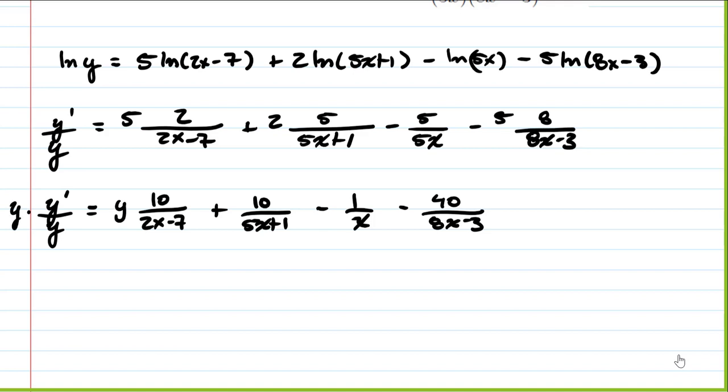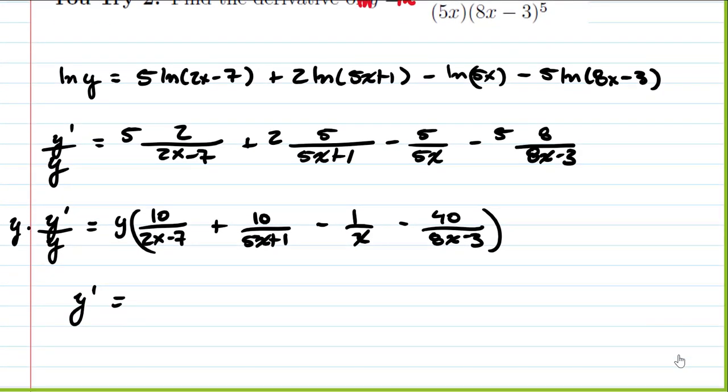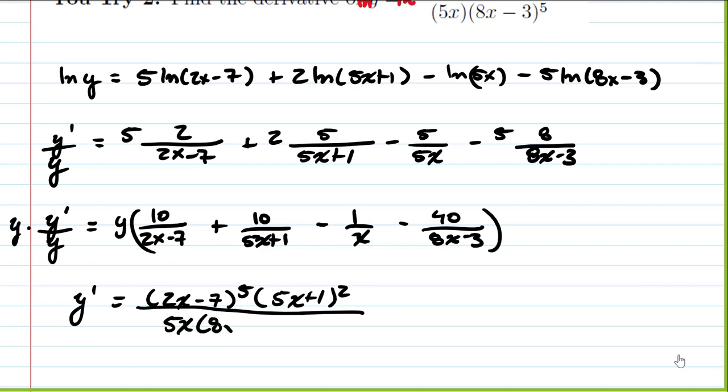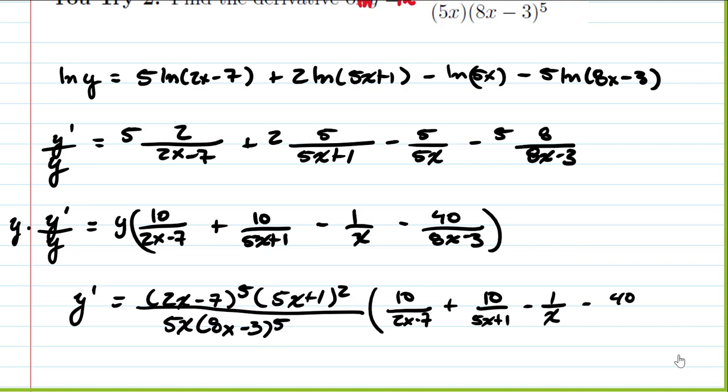And then we multiply both sides by y and substitute out our y. So y prime is our original y, so that is 2x minus 7 to the 5th times 5x plus 1 squared all over 5x times 8x take away 3 to the 5th, times all this. 10 over 2x take away 7 plus 10 over 5x plus 1 minus 1 over x minus 40 over 8x take away 3. And that is our derivative.